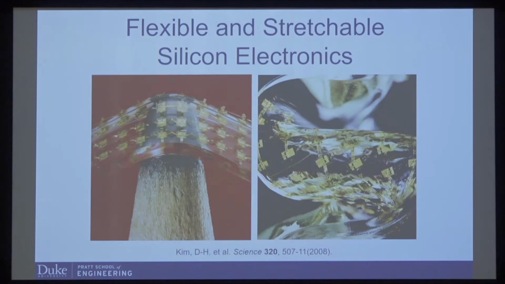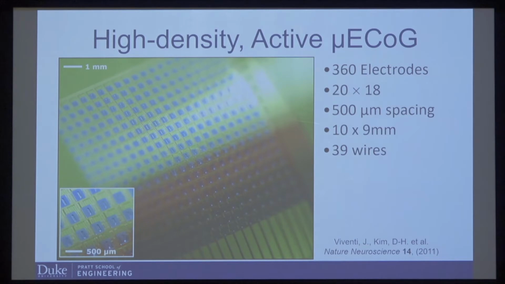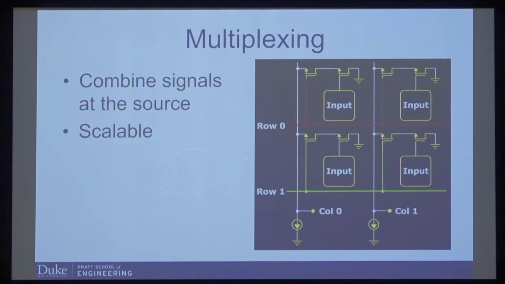And so we started working on this a long time ago on how do we use flexible and stretchable electronics developed by John Rogers' group to allow us to build multiplexed arrays that can sample from thousands of contacts without requiring thousands of wires. So one of our first devices back around 2011 sampled from 360 electrodes with 500 micron pitch between contacts, and because we can integrate transistors at each contact, we were able to sample all of this activity using 39 external connections.